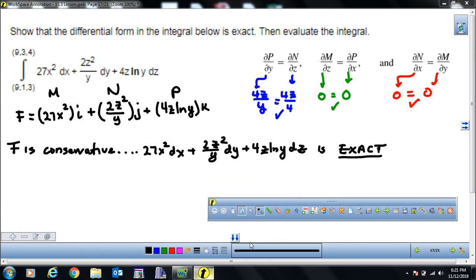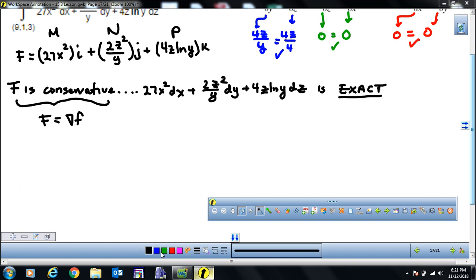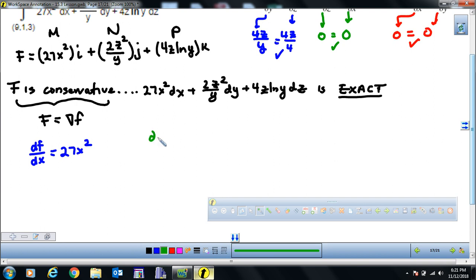Okay. So let's find the potential function. By F being conservative, we mean that F, this gradient field, equals the gradient of some potential function f. And by potential function, we mean that this component represents the derivative with respect to x of some potential function f. This component represents the derivative of some potential function with respect to y. And this component represents the derivative of some potential function with respect to z.